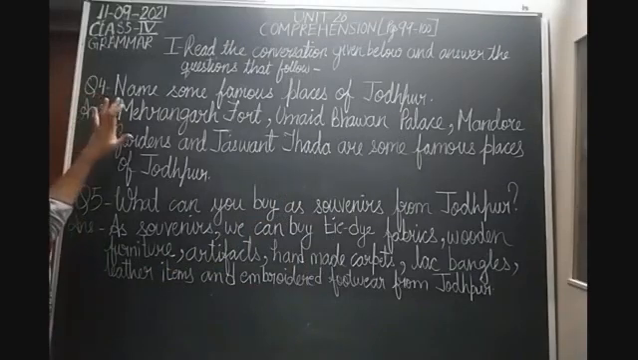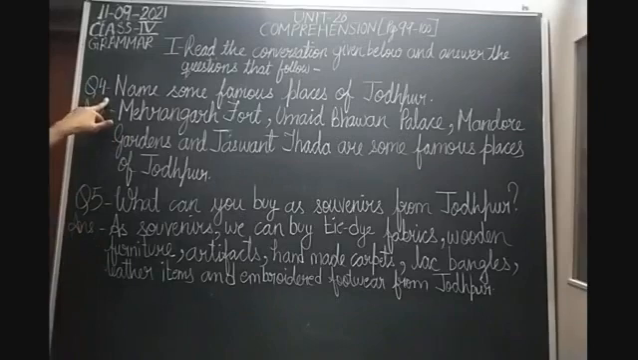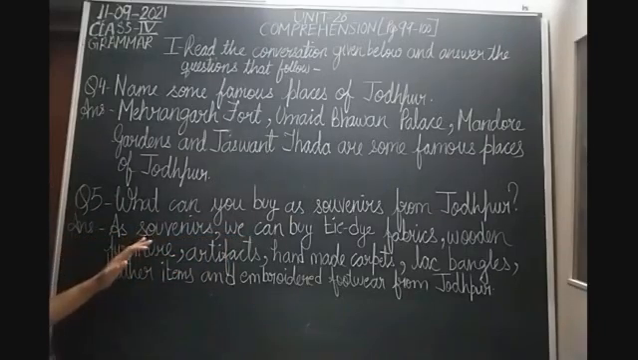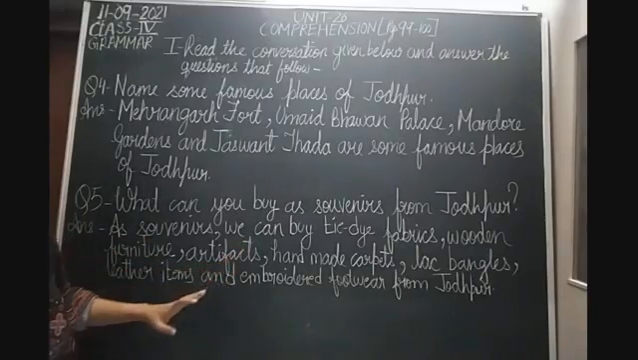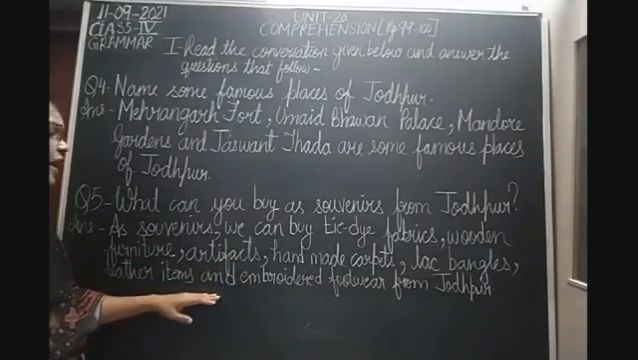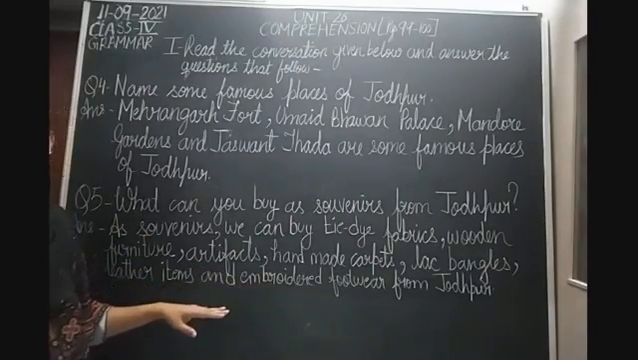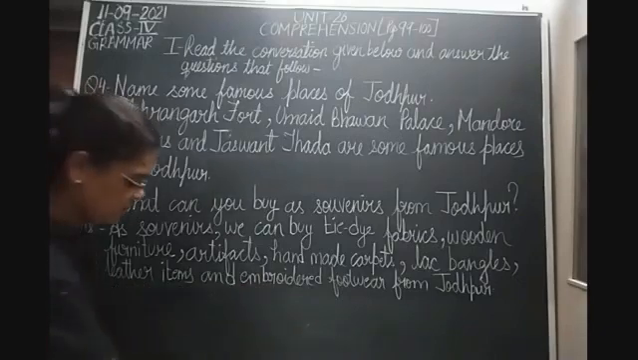So once again I'll be revising both these questions and then I'll be erasing. Question 4. Name some famous places of Jodhpur. The answer is Mehrangarh Fort, Umaid Bhavan Palace, Mandor Gardens and Jaswant Thada are some famous places of Jodhpur. Question 5. What can you buy as souvenirs from Jodhpur? So answer is, as souvenir we can buy tie and dye fabrics, wooden furniture, artifacts, handmade carpets, lark bangles, leather items and embroidered footwear from Jodhpur. I hope everyone has written, children.